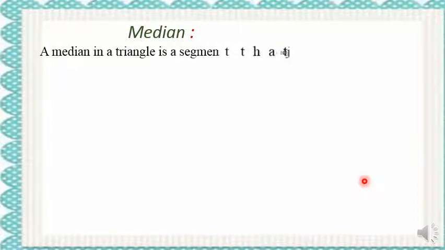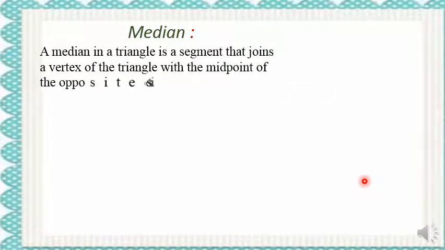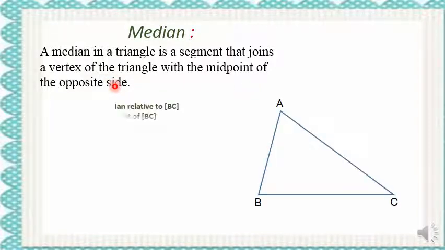Now let's start drawing the medians in the triangle. So we will repeat. What is a median? A median, as we said, is a segment that joins the vertex with the midpoint of the opposite side. Let's take this triangle ABC. Now we want to start drawing the median AM relative to side BC. So it should be issued from A to the opposite side, which is BC. It will be from A to the midpoint of BC. So M will be the midpoint of BC.